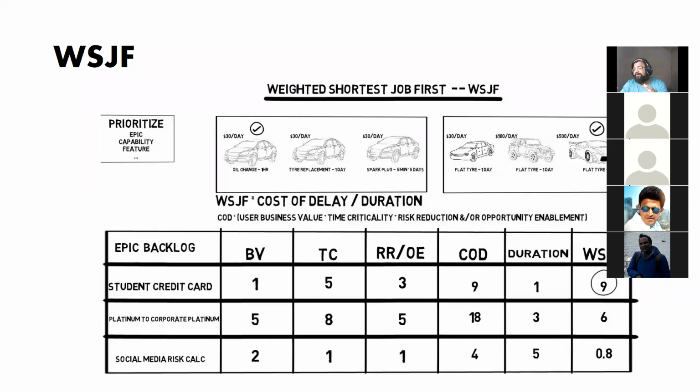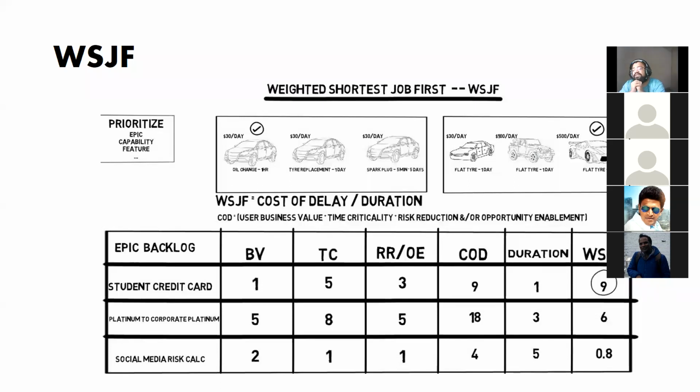These are the variables that we use to come across WSJF. The formula is very simple: cost of delay by duration. How is the cost of delay calculated? It is calculated through business value into time criticality into risk reduction or opportunity enablement. That is the cost of delay. And duration, we know how much time it takes on average to implement that.